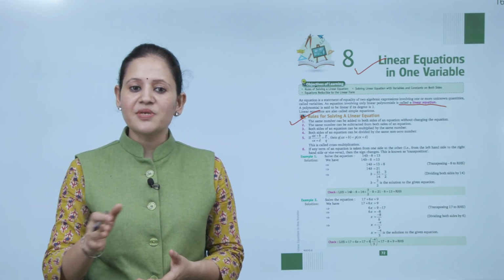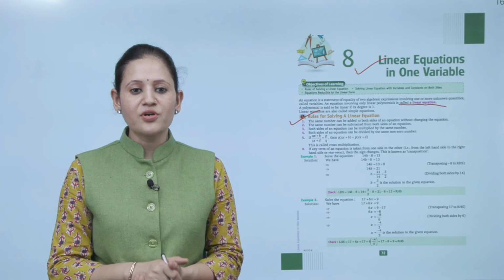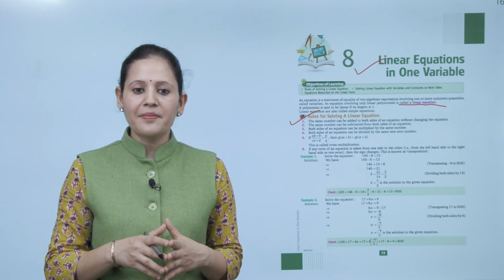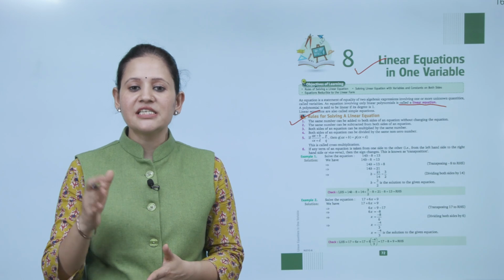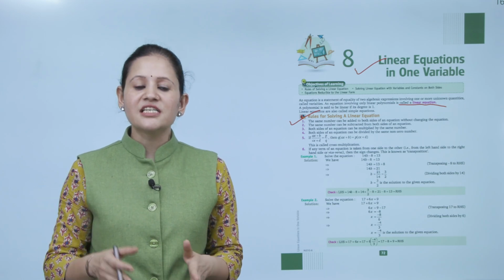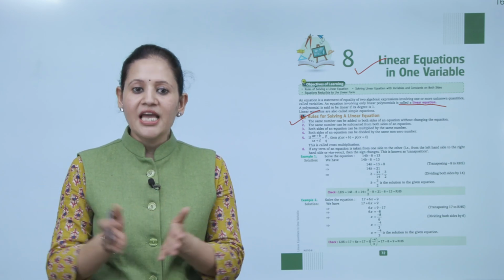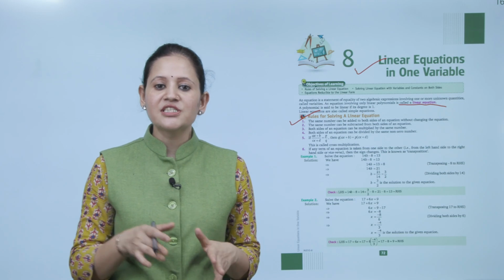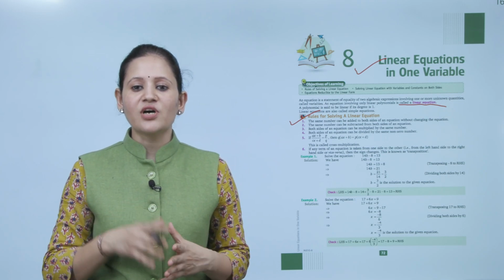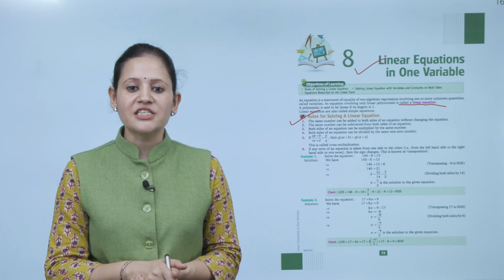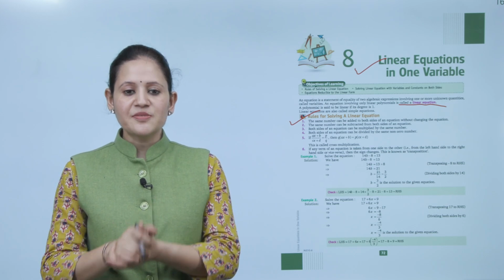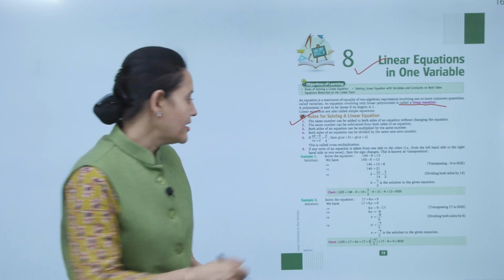If (ax + b)/(cx + d) = p/q, then q multiplied by (ax + b) equals p multiplied by (cx + d). This is called cross multiplication. If any term of the equation is taken from one side to another side, एक साइड से दूसरी साइड में ले जाएंगे, then the sign will change. This is known as transposition. We'll take an example here.